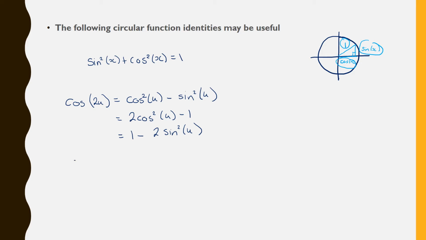We have a sine double angle formula as well, which is sine of 2u equal to 2 sine of the single angle multiplied by cos of the single angle.